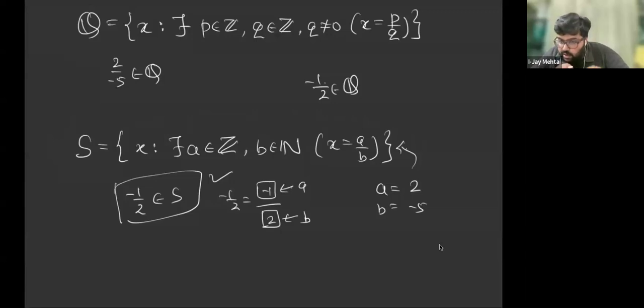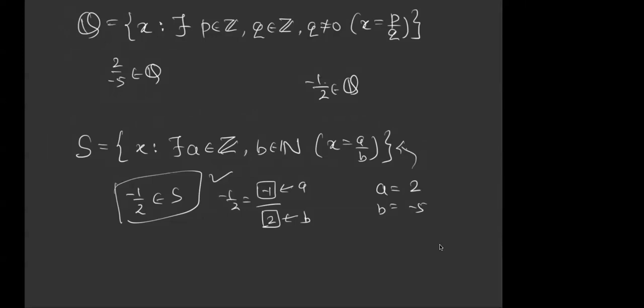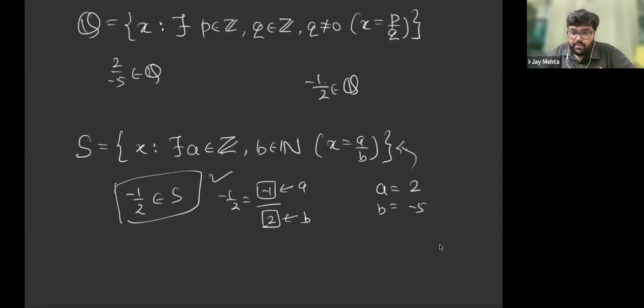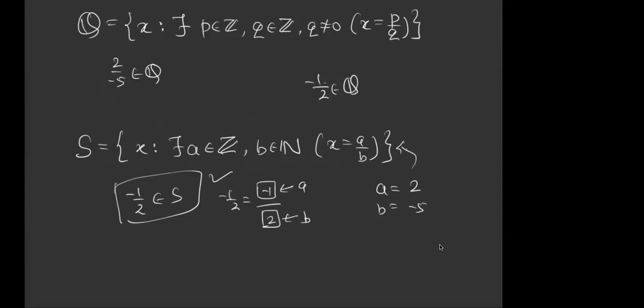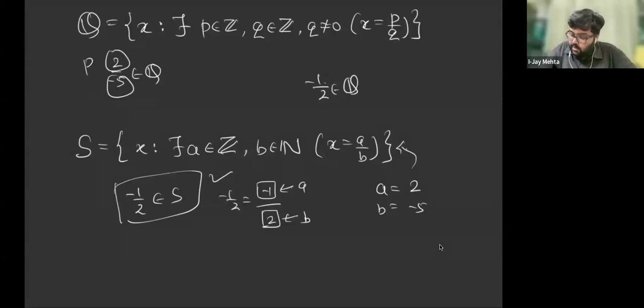Room number 9, Sandhya. Yes, sir. Why is it in Q? Because P belongs to Z and Q also belongs to Z. What is P and what is Q? Here P is 2 and Q is -5. Very good. So P is 2 and Q is -5.